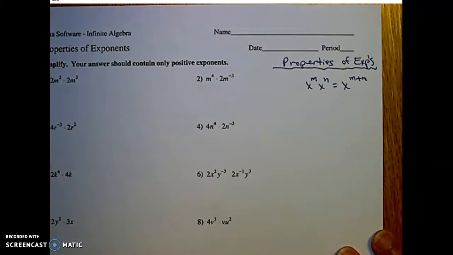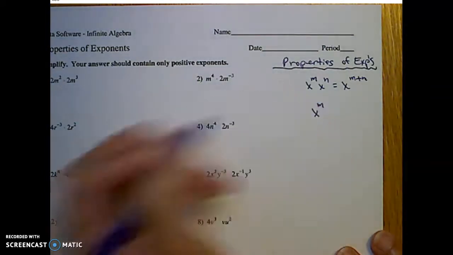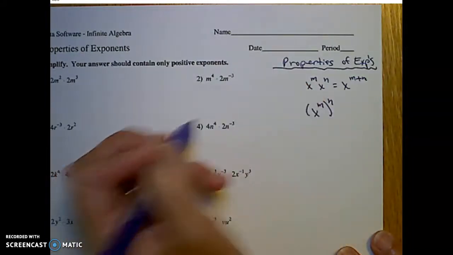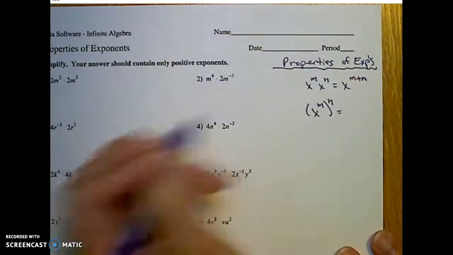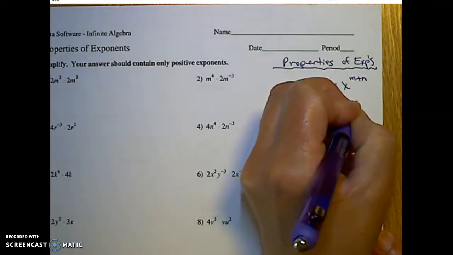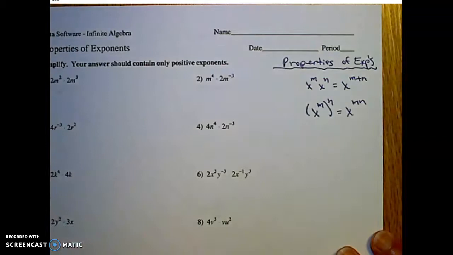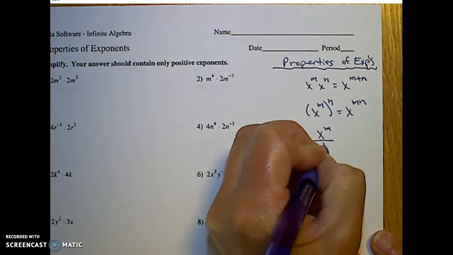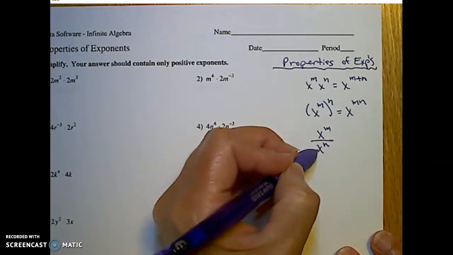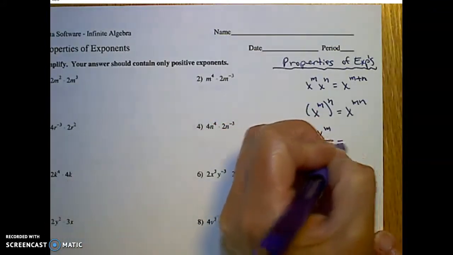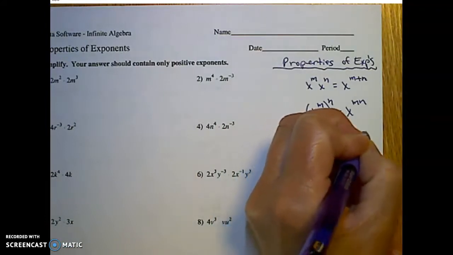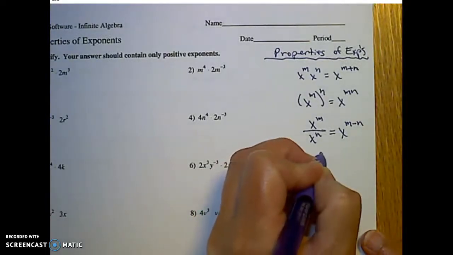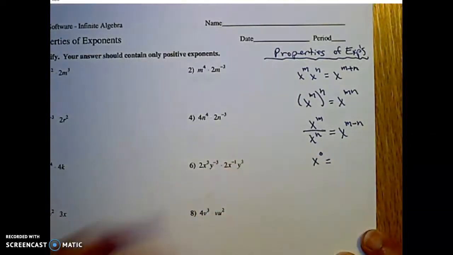That's x to the m plus n. But if we raise something to a power, that's when we multiply those exponents. That's going to be x to the m times n. If we divide two things with the same base, you would subtract those exponents, x to the m minus n. What else? Remember, anything to the 0 power is 1.